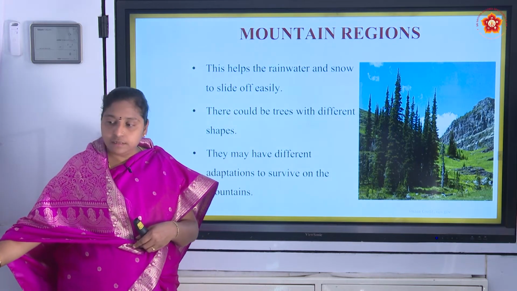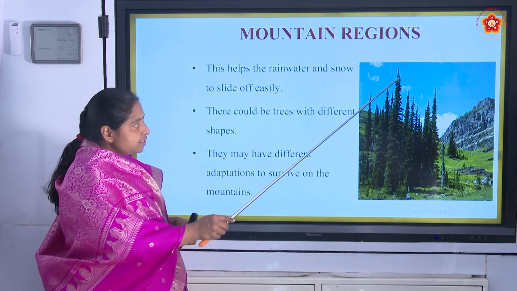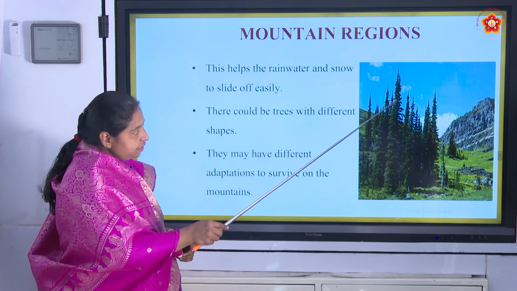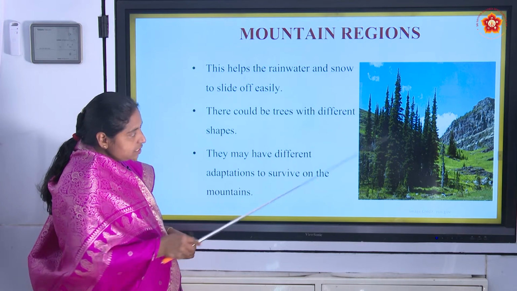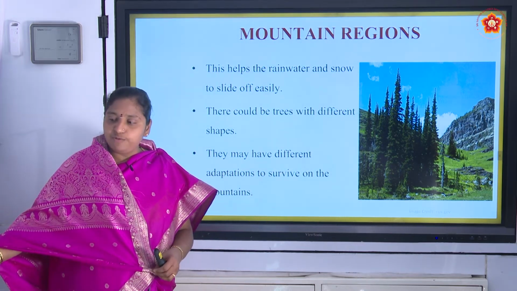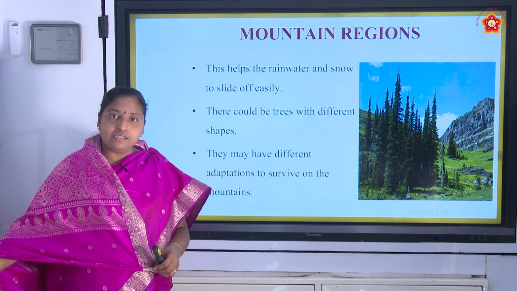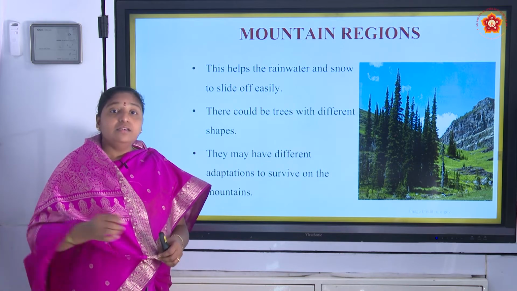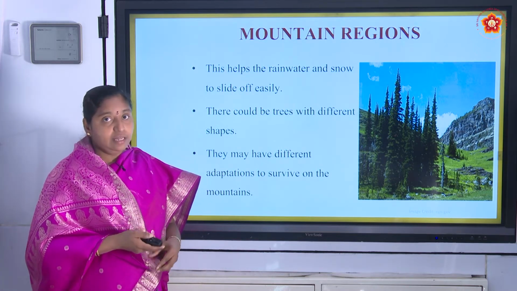Observe here, the trees are cone shaped and you can see needle-like leaves and sloping branches. What is the function of this? Why are they adapted like this? Because in the mountain regions there will be snow during winter.